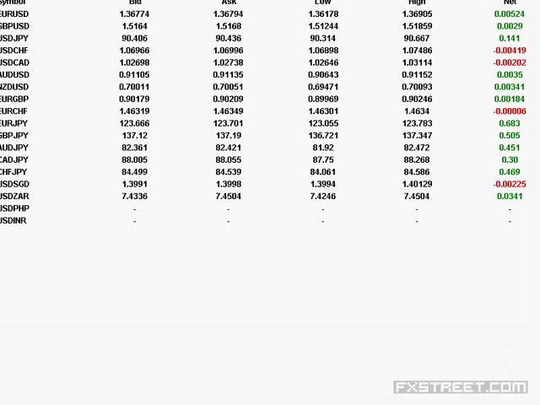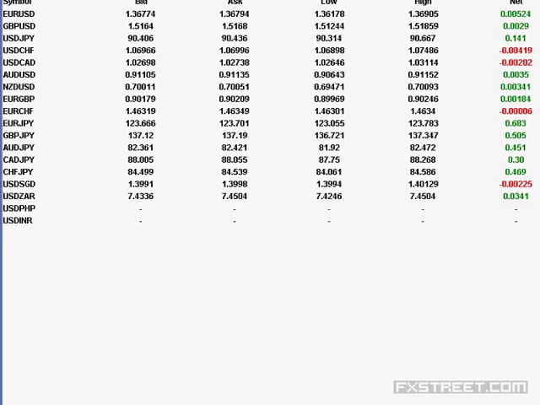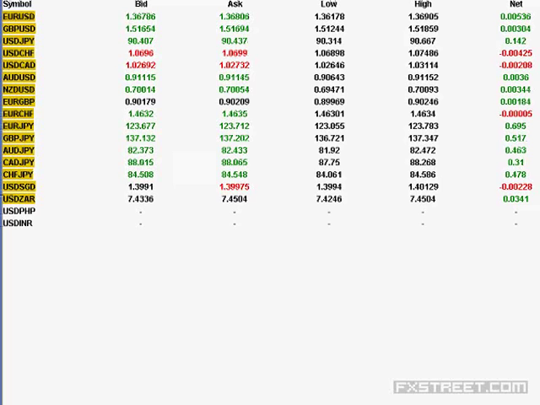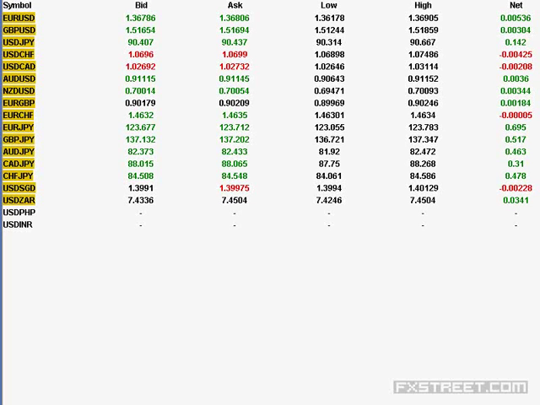Now Euro is in the level of 1.367779, the bid and the ask. The low is 1.3617, which was around that of the Friday close level, and the high is 1.3690. 53 pips net change positive is seen. In the case of GBP, 30 pips net change positive is seen. So from that of Friday close, it has gained about 30 pips. And in the case of USDN, 13 pips it has gained from that of Friday close.